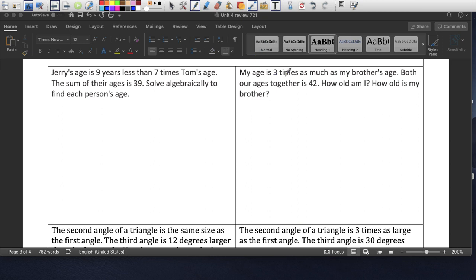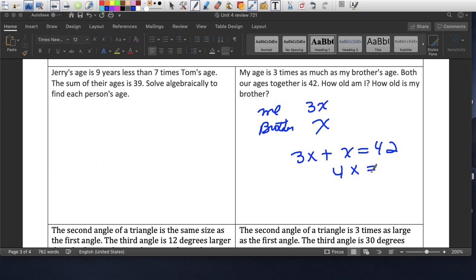My age is 3 times as much as my brother's age, so I have me and brother. Do we know anything about my brother's age? No, so we call it x. But my age is 3 times my brother's age. Both our ages together is 42. Well, this is simple. 3x, so my age plus my brother's age equals 42. That's 4x. Did I do something? 3 times as much as my brother's age. And we got, it's 42. X equals, that's not going to work.